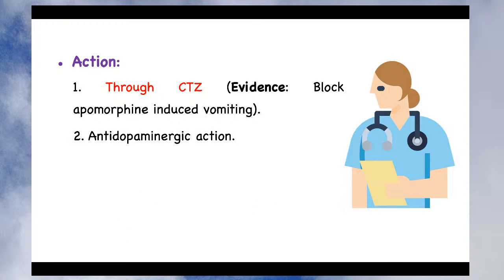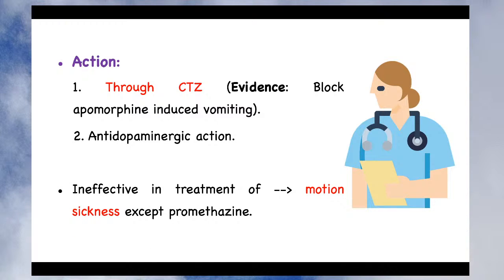Secondly, it also has anti-dopaminergic action, especially on the peripheral side, that is in your GIT. If it produces anti-dopaminergic action, that also contributes to its anti-emetic action. Remember that it is ineffective in the treatment of motion sickness except promethazine. Why? Because most of these drugs don't have much action on the labyrinthine and vestibular pathway. So they are ineffective in the treatment of motion sickness. Only promethazine is effective or has some degree of effect.